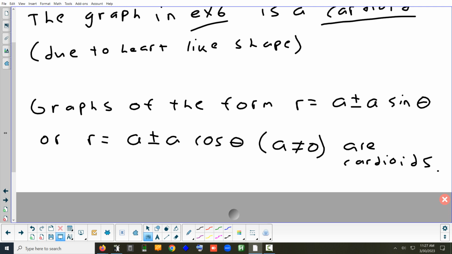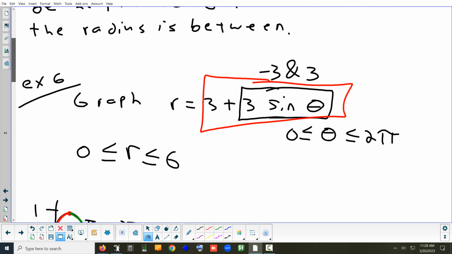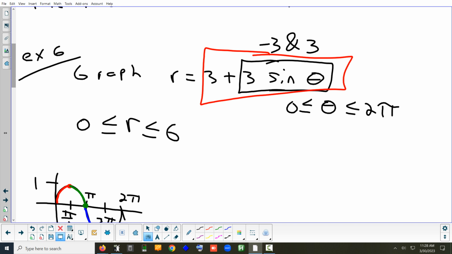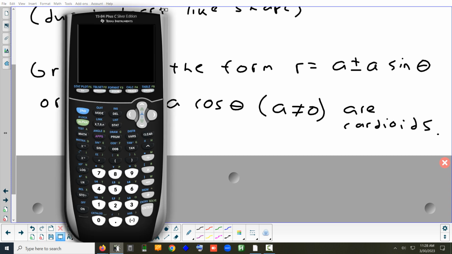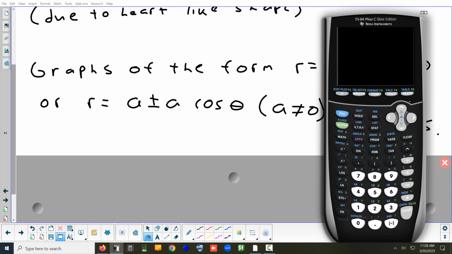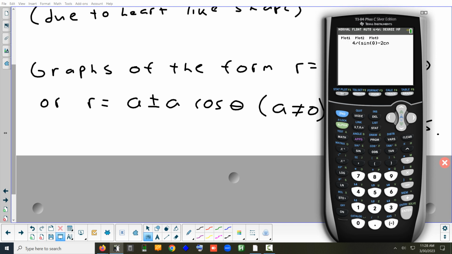So if you go back and look at our problem, a was equal to 3. It was 3 plus 3 sine. That is a cardioid. Why do they have to be the same number? Well, if they're not the same number, I don't remember what you call it, but it's not a cardioid. So let's graph 3 plus 3 sine. Let's make sure we're at 0 to 360. That's fine. All right, let's hit graph.